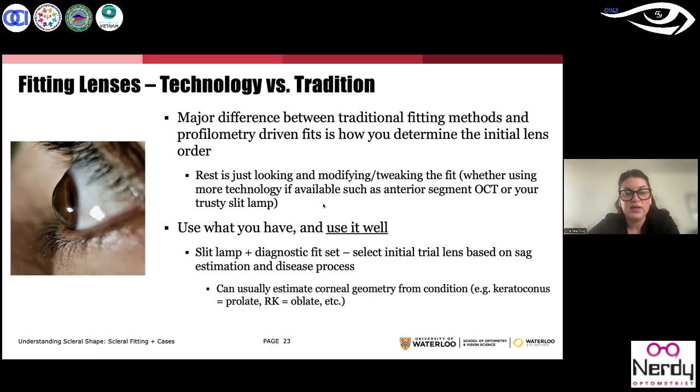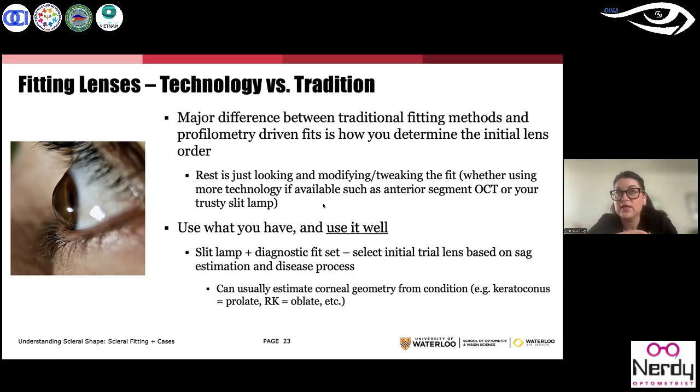Your slit lamp and your diagnostic fit set, you can do a lot with this, and especially with what we've learned from all this newer technology. If we're doing it from our diagnostic fit set, we're selecting that initial trial lens just based on SAG, estimating that mainly based on the condition that the patient has and how advanced it is.